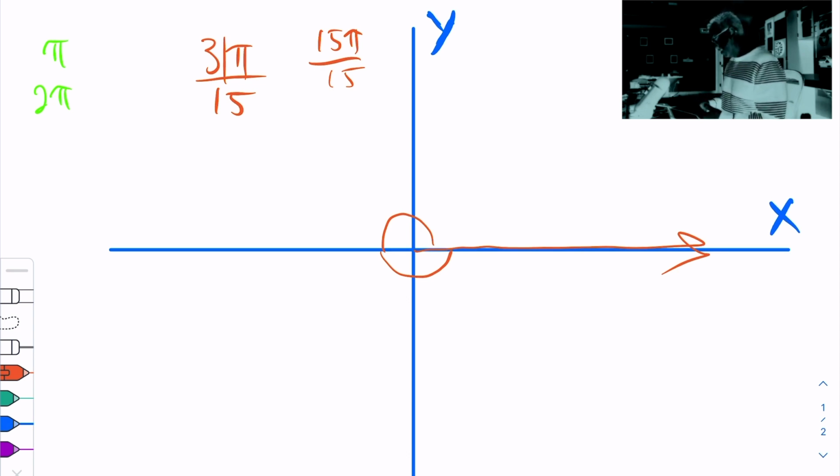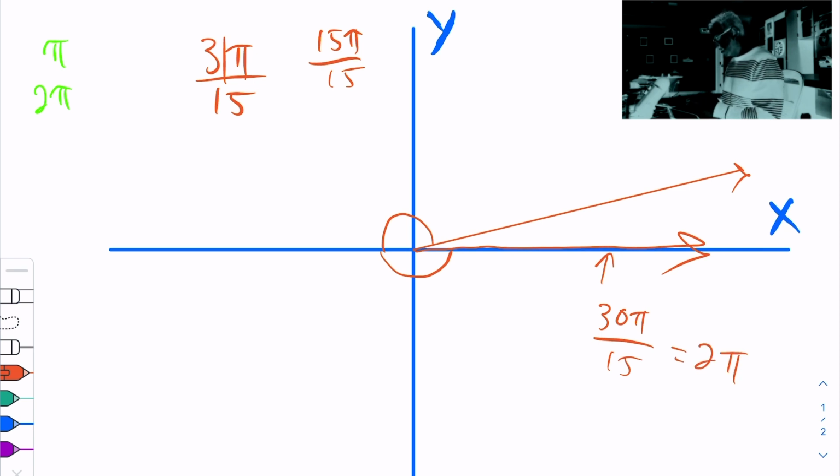If 30 pi over 15 is one full rotation and I want 31 pi, I just have to go pi over 15 higher, so just a little bit higher. A full rotation is 30 pi over 15, because that reduces to 2 pi. And I want to get to 31 pi over 15, so I just need to go pi over 15 to get to here. And that's my reference angle.